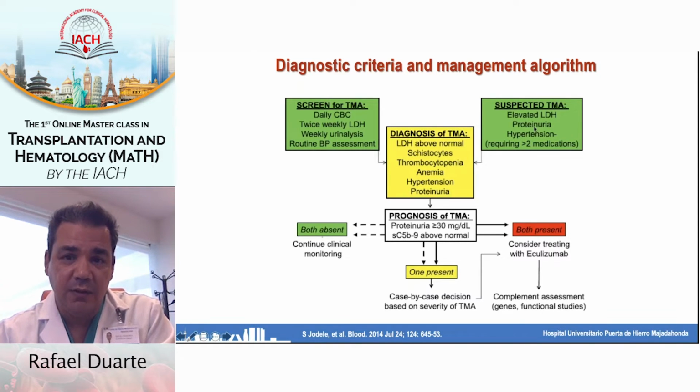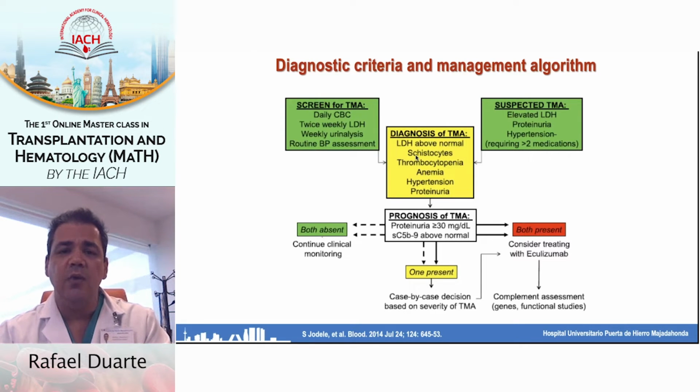Suspected TMA also comes with high LDH, proteinuria and hypertension requiring more than 2 medications. And then we have to do the full diagnosis. It's going to include as well looking at schistocytes, thrombocytopenia, anemia, hypertension, proteinuria, and LDH above normal. So how do we make decisions from here? And I remind you that this algorithm from Sonata comes in the setting primarily of pediatric patients, in whom overall the evolution is perhaps better than the patients that we see as adult hem-onc physicians and transplanters.